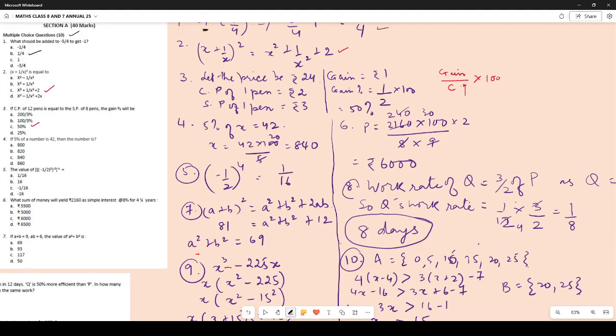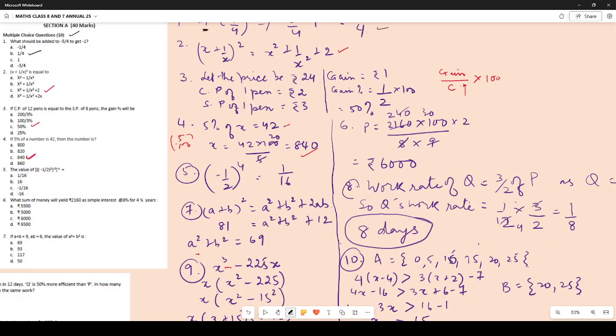All right now. So fourth question, 5% of a number is 42. 5% of x is 42. So 5% means what? 5 by 100, right? So x will be equal to 42 into 100 by 5. That gives you the answer as 840. So option C is the correct option.